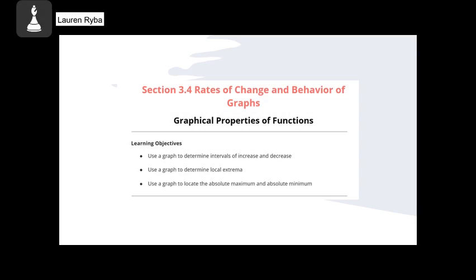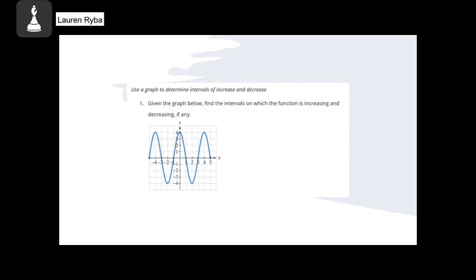Now, the last part of this lesson is going to talk about some properties that happen in our functions, such as increasing and decreasing intervals, local extrema, and then absolute maximums and minimums. Given the graph below, find the intervals in which the function is increasing and decreasing, if any. Anytime your graph is moving up from left to right, that is an increasing interval. And anytime it's moving down from left to right, that is a decreasing interval.